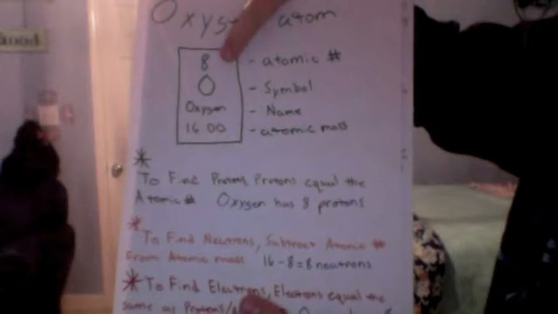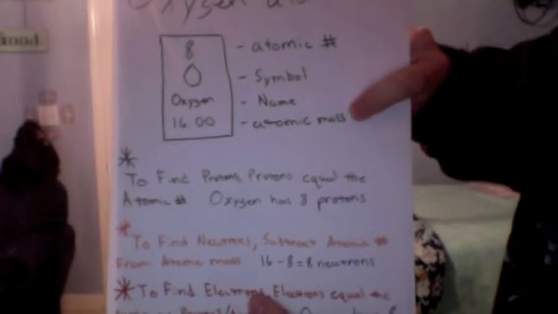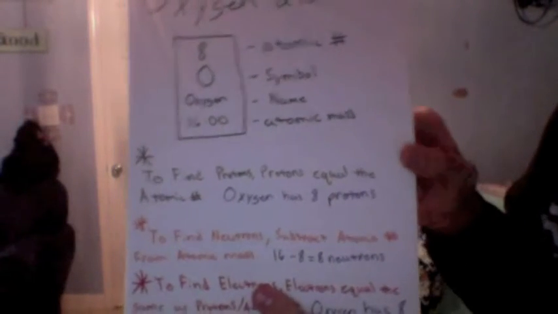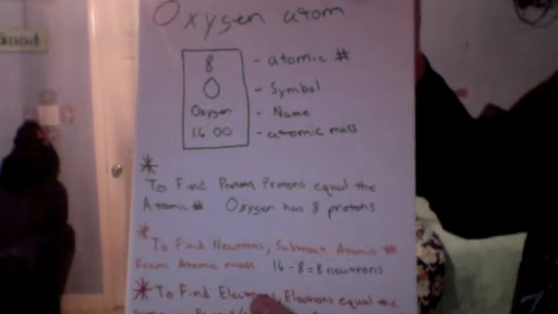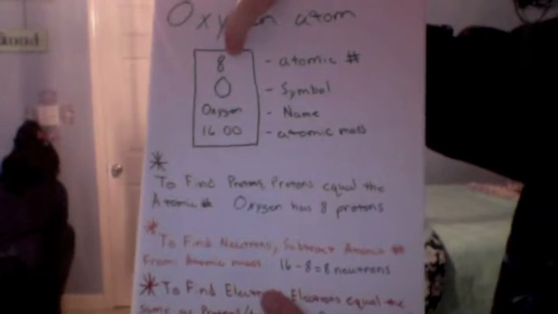Alright, for an oxygen atom, you can see it has 8 as its atomic number, its symbol, the name oxygen, and its atomic mass. To find it from right here on the element table, protons equal the same amount as the atomic number. So the oxygen atom has 8 protons.